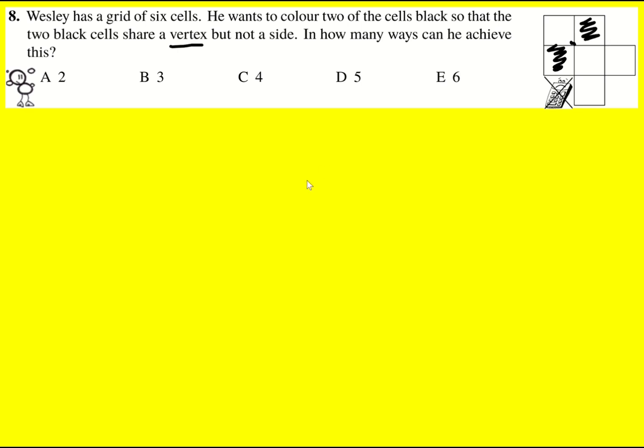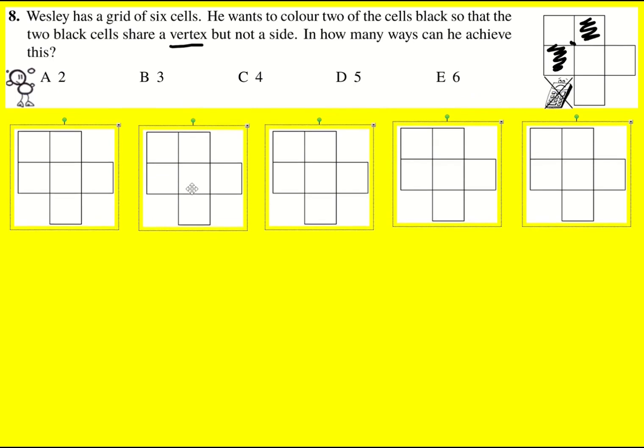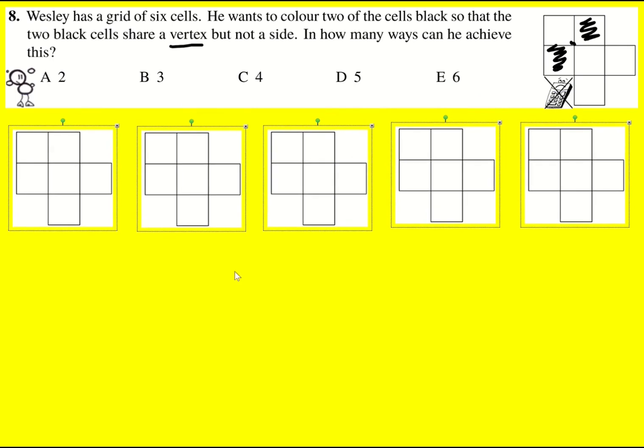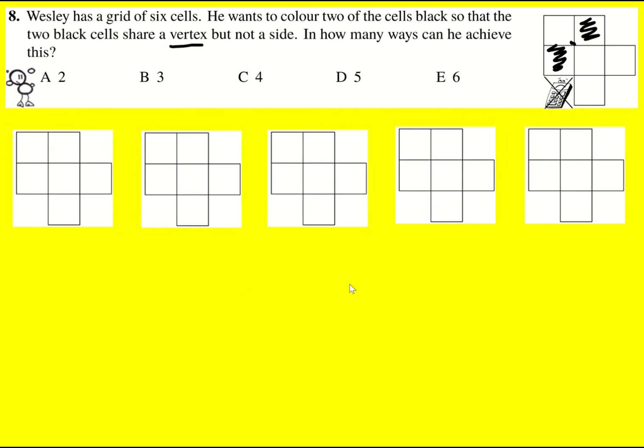And how many different ways can he achieve this? So I'm going to show you two ways to do this. First of all, let's just work systematically through every option. There's not that many, so this is a solid method. And I'll talk about an alternative way that you could do it.